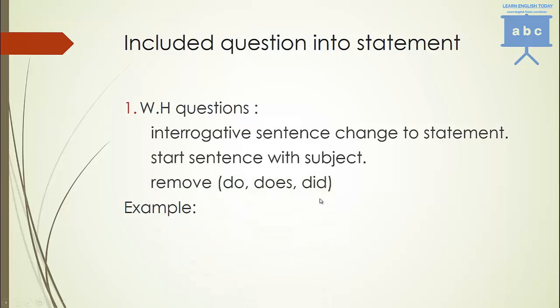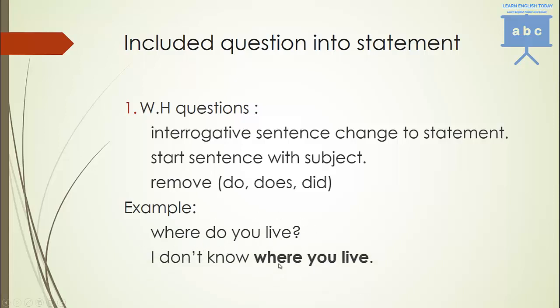Look at the example. "Where do you live?" It is a WH question. If we use a noun clause, "I don't know where you live." Look, the sentence starts with a subject, and we removed do or does. And the WH word itself just comes here. "I don't know where you live."